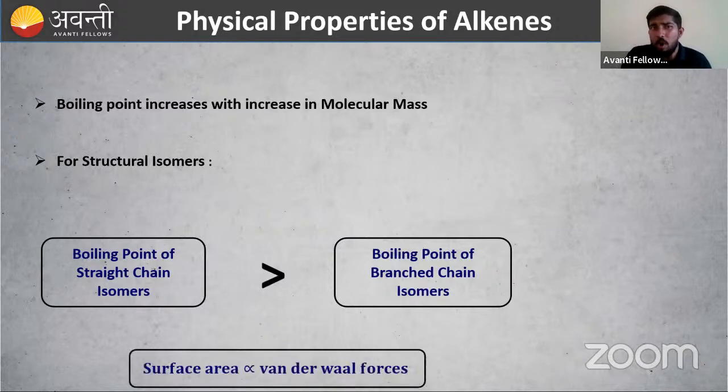What is the relation between boiling point and surface area, and between surface area and van der Waals force? Branch means like a sphere. Surface area is low, van der Waals force of attraction is low, boiling point is low. That is the point. These are the physical properties of alkenes. It's very easy as we have studied this in alkanes.